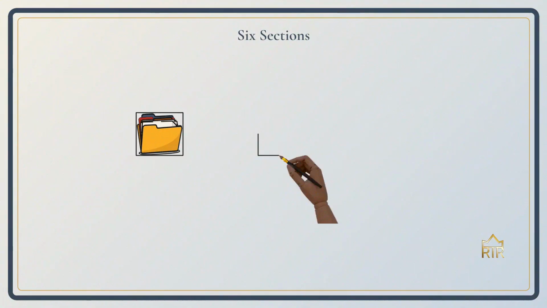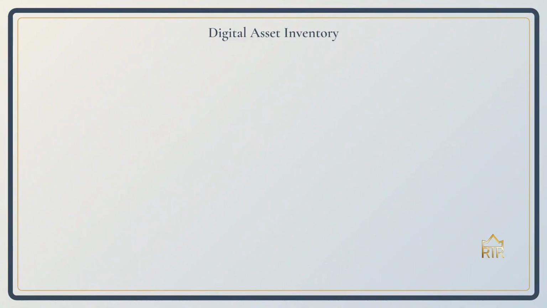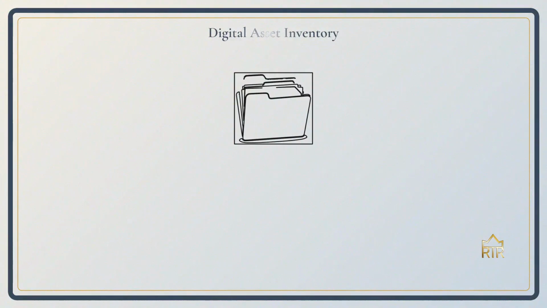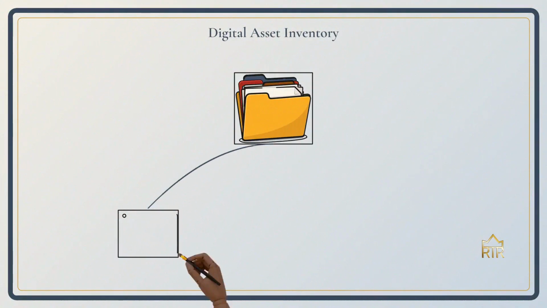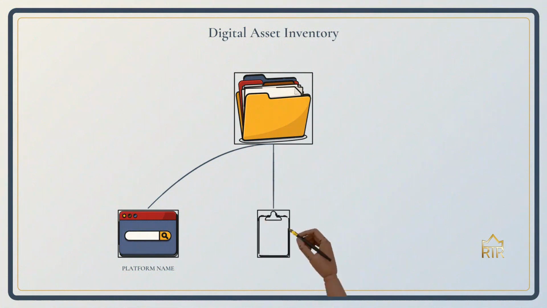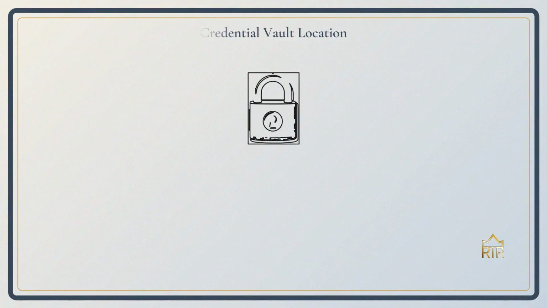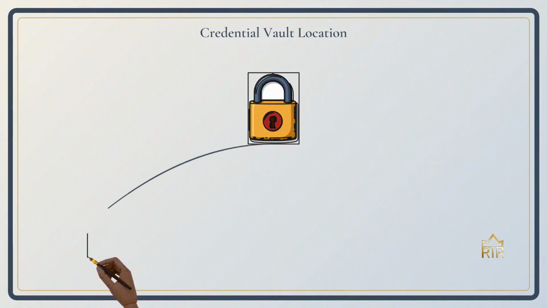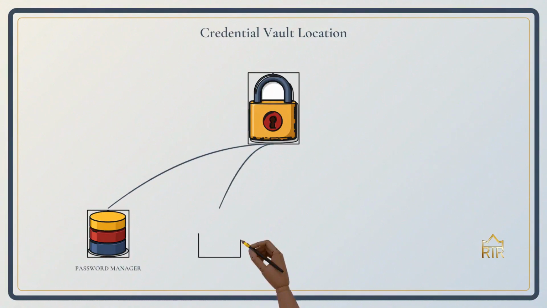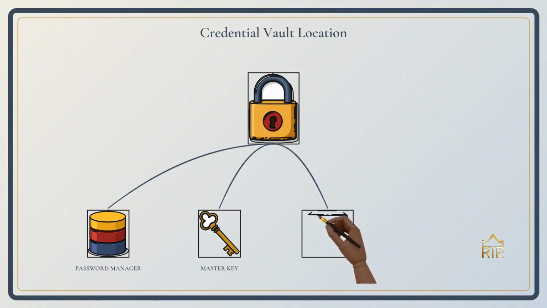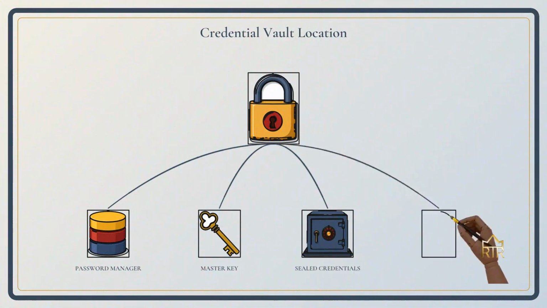The digital rider has six sections. Here's what each one covers. Section 1 is the digital asset inventory. Every account. Platform name, account type, and approximate value or function. Not the credentials, the record of what exists. Section 2 is the credential vault location, where the passwords are stored. Which password manager? Where the master password or access key is physically held. If there are handwritten credentials, where they are sealed.